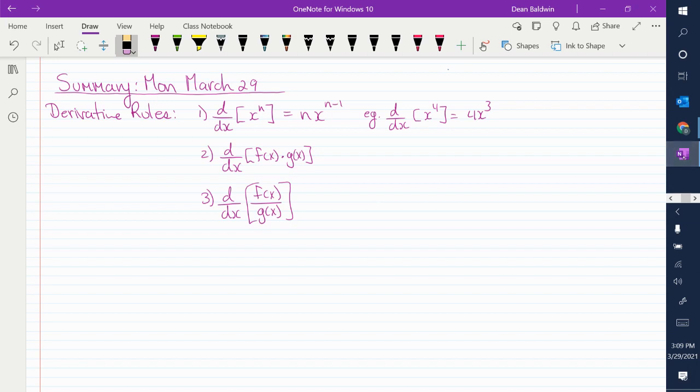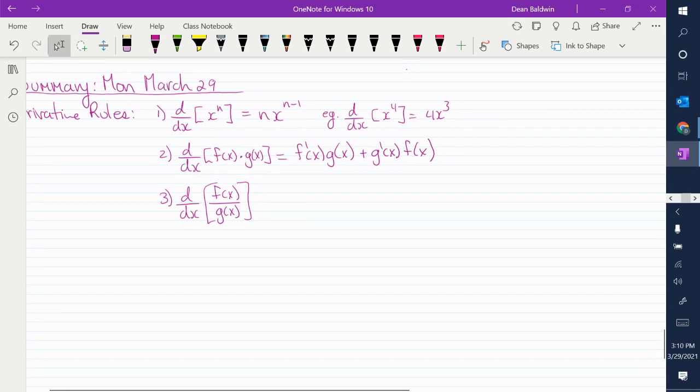Then we did product rule. What is the product rule formula? It's the derivative of one times the other, plus the derivative of the other one times the original. It's basically f prime times g plus g prime times f. Okay? You would use that, obviously, when you have two functions being multiplied together. So if you get anything that looks like this, that's product rule. That's what we did before spring break.